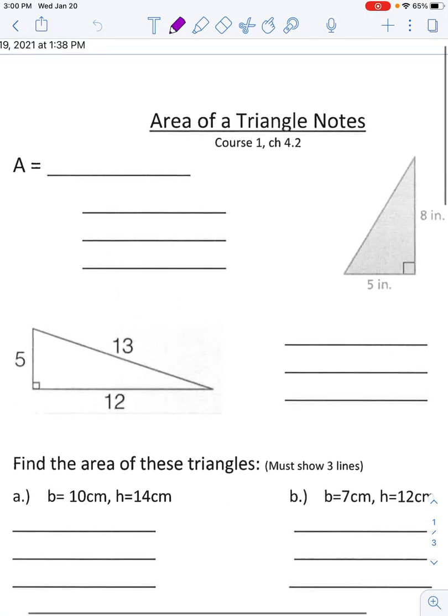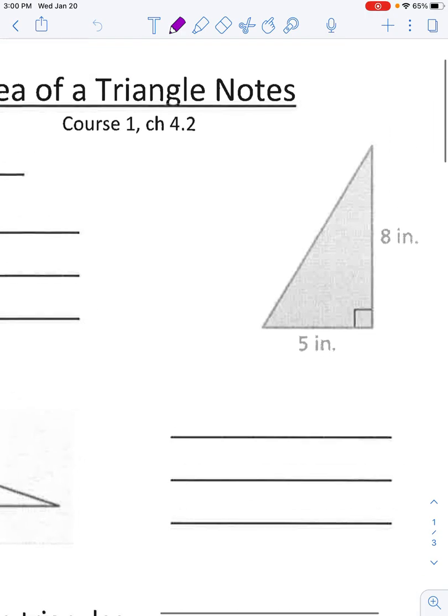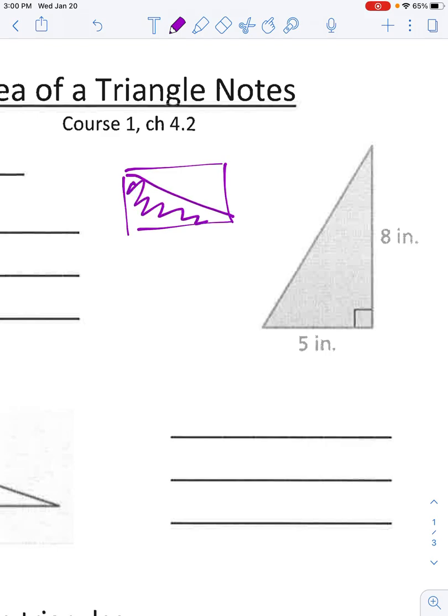Triangles. Here we go. If you look carefully, a triangle is half of a rectangle or half of a square. So if I have a rectangle and you cut off half of it, you see the triangle. Or if you have a square and we cut half of it, you see a triangle.